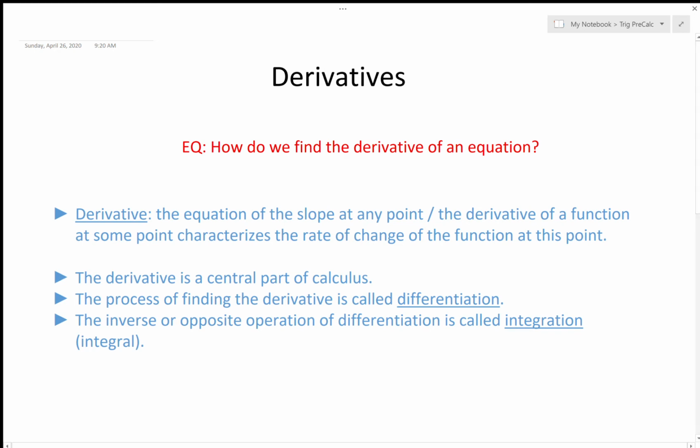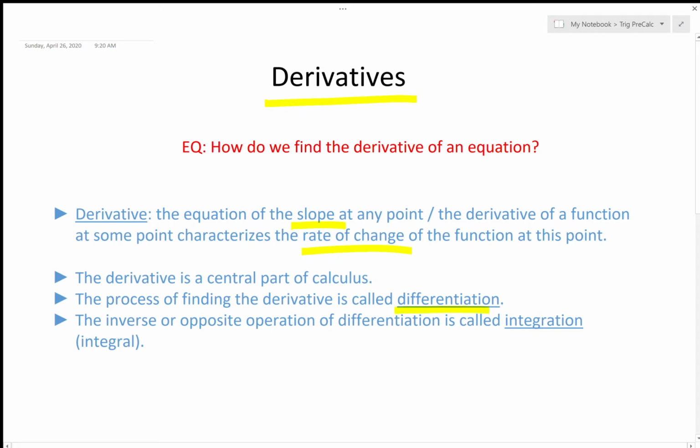Welcome as we start our introduction finally into the calculus section. And we're going to start this off with derivatives. So taking a look at the definition here, a derivative is the equation of the slope at any given point. Or the derivative of a function at some point characterizes the rate of change, same thing as slope, of the function at this point. So more importantly, a derivative is a real big part of calculus. The process of finding the derivative is called differentiation.